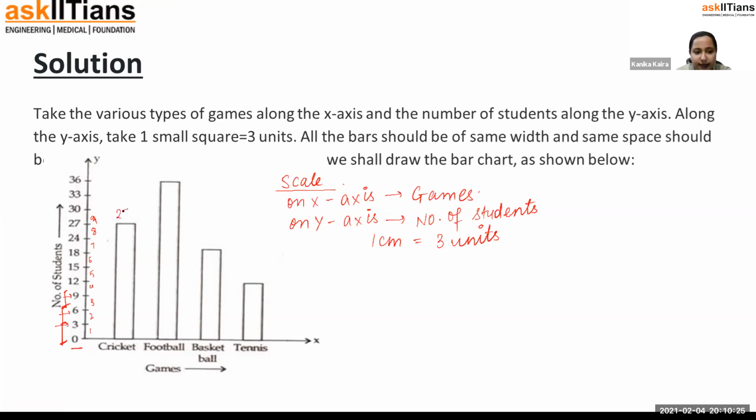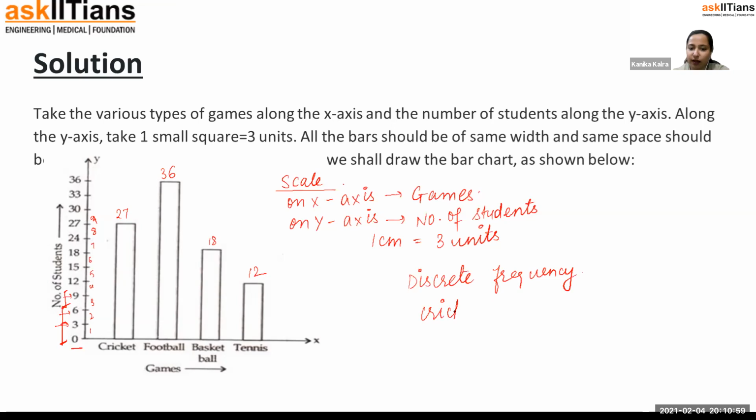Now this is 27. This would be 36. This would be 18. And this would be 12. So this is how you plot a bar graph. Bar graph is basically used to represent the discrete frequency distribution. So discrete frequency distribution means when you have the data value and associated frequency with it. There is no class interval, nothing. So simply a value and then the frequency associated with it.